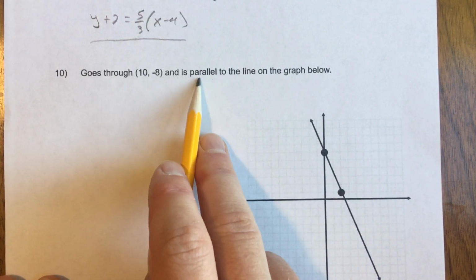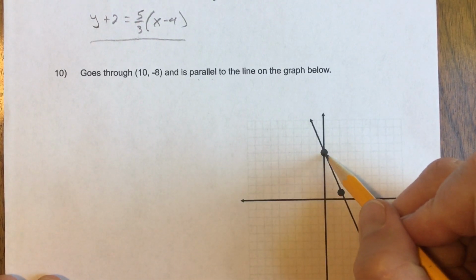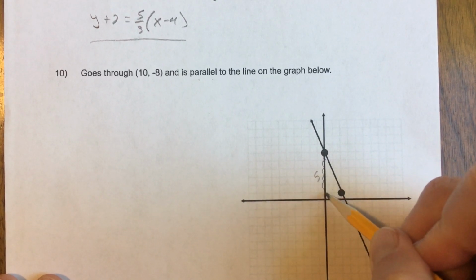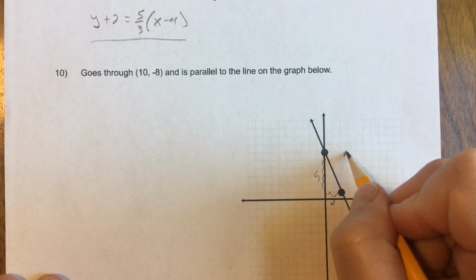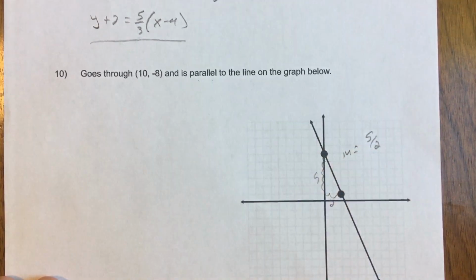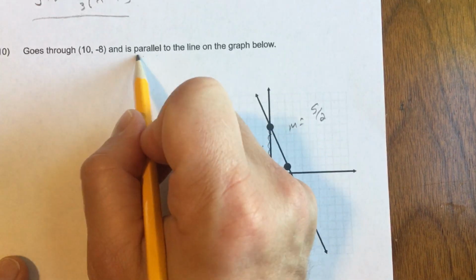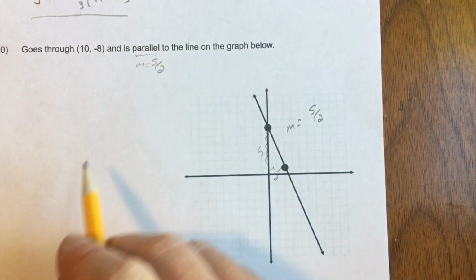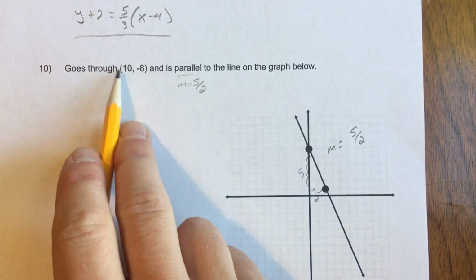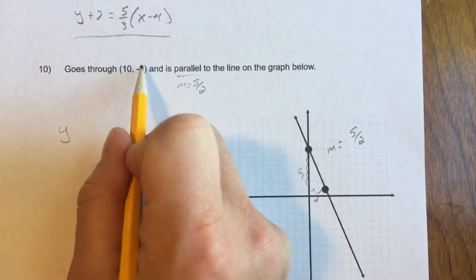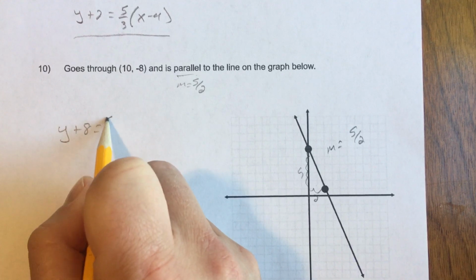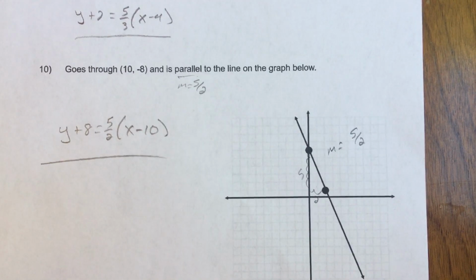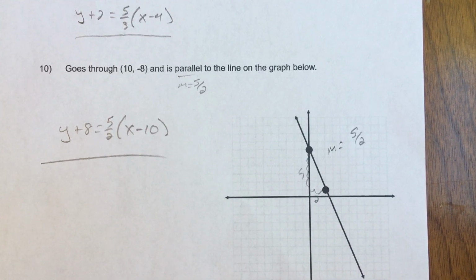Okay. And then for this last one, we go through this point, we're parallel to this line. So that means we have the same slope as this line. We just have to figure out what the slope of this line is. This line goes down 1, 2, 3, 4, 5, and over 1, 2. So it has a slope of 5 halves. So since we're parallel to it, our slope's going to be 5 halves. If we were perpendicular, we'd have to flip it, make it negative 2/5. But we're using that slope, that point, y minus negative 8, y plus 8, equals slope times x minus the x. There's our equation.